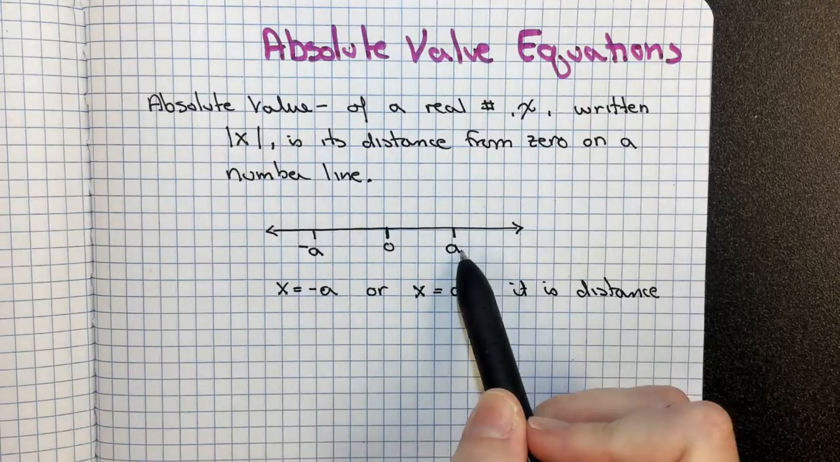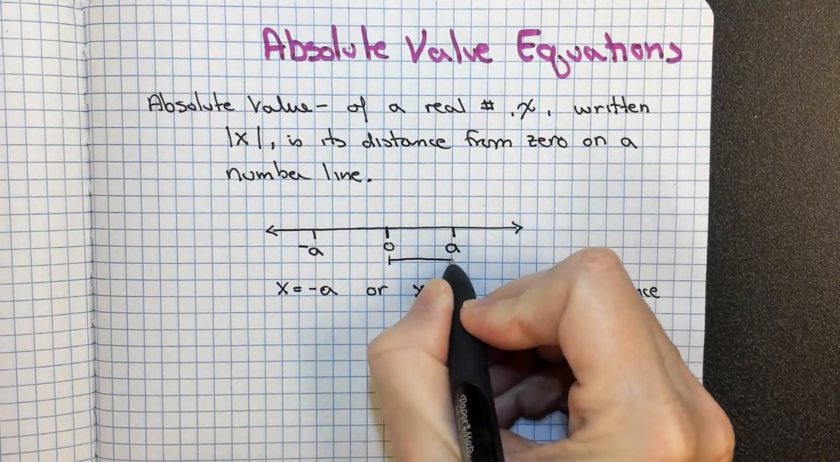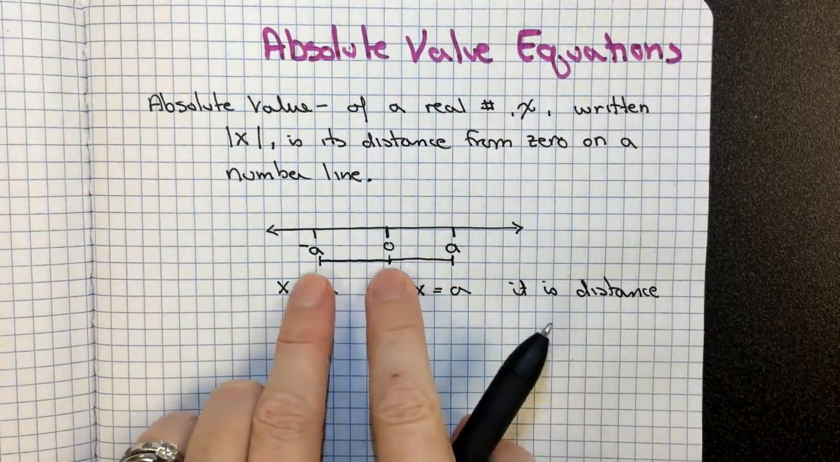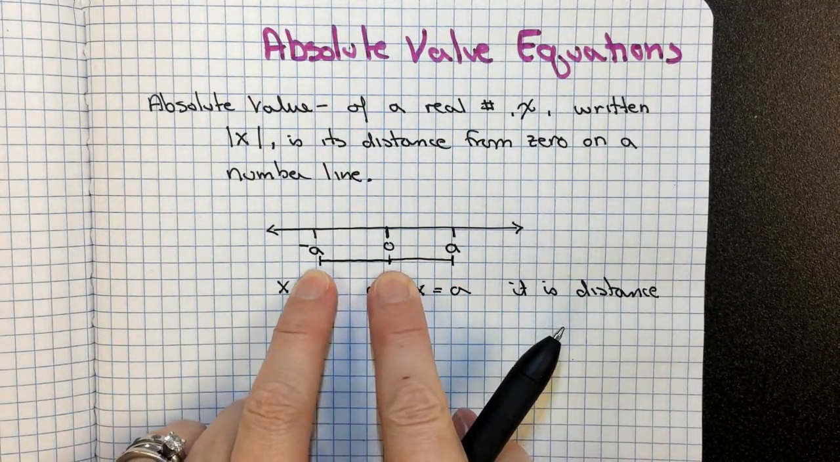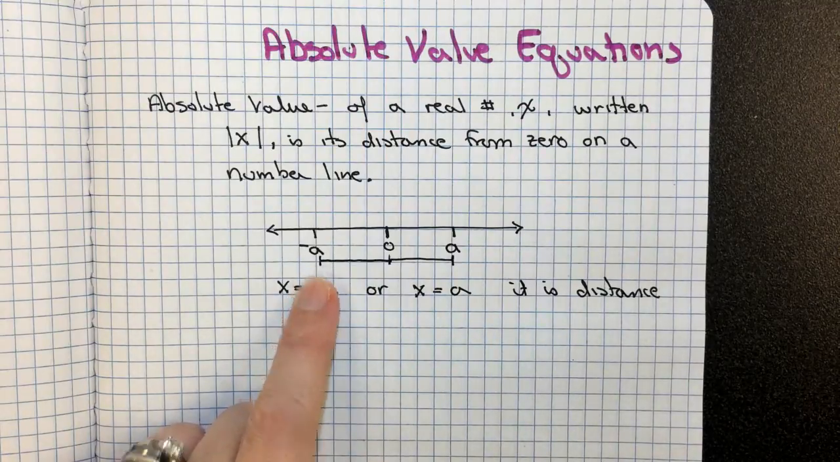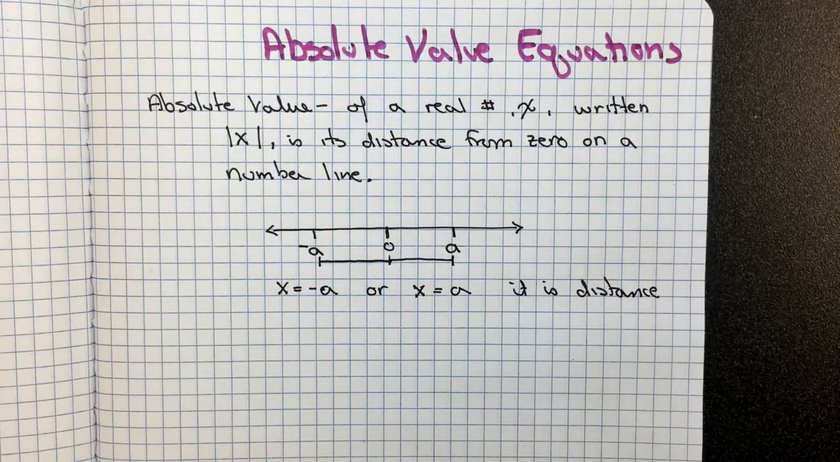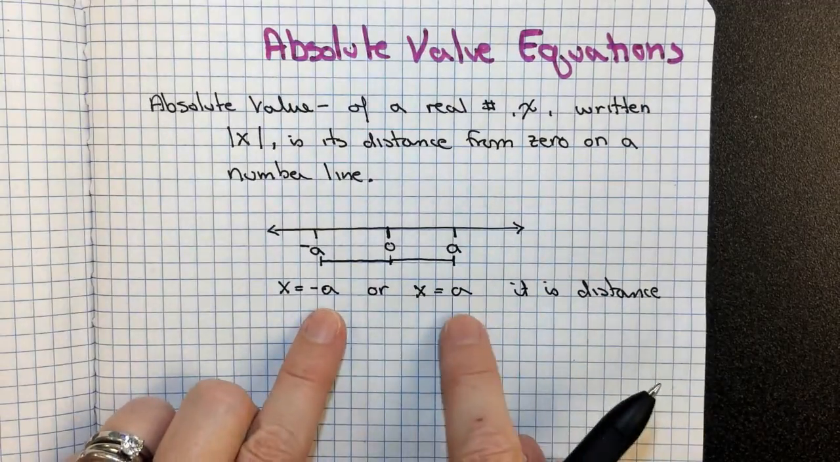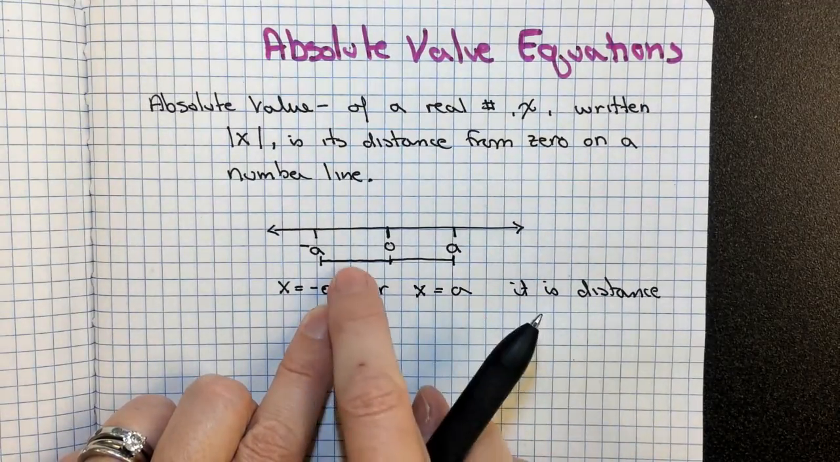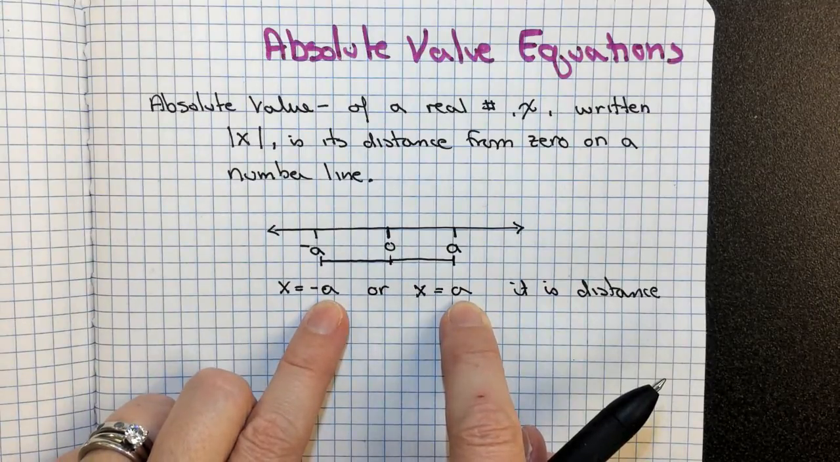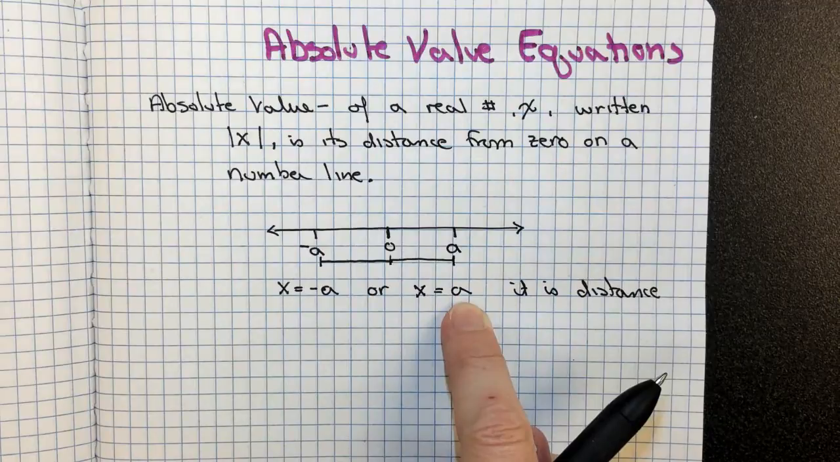So if we look at a, and this is negative a from 0, we don't count that distance as a negative value. We always say it's positive. So this distance x is both a negative a and an a, but in distance world, it's always going to be positive. When we are solving absolute value equations, we have to account for the fact that distance can be positive and distance can be negative. So today we're going to work some various problems practicing this exact skill.